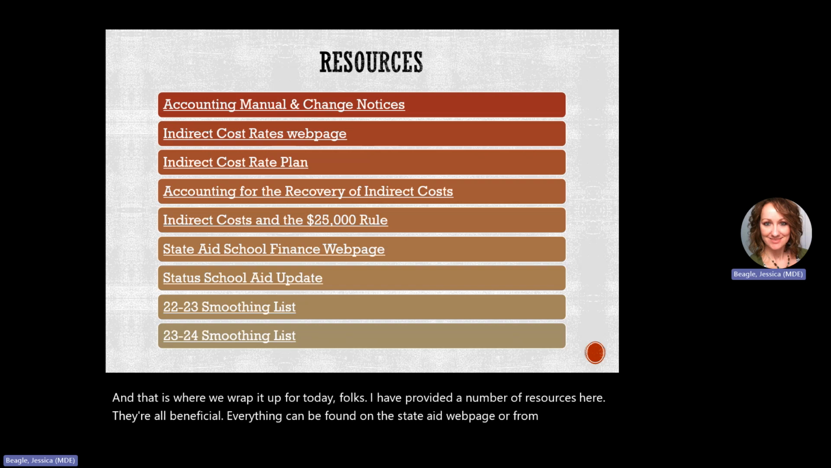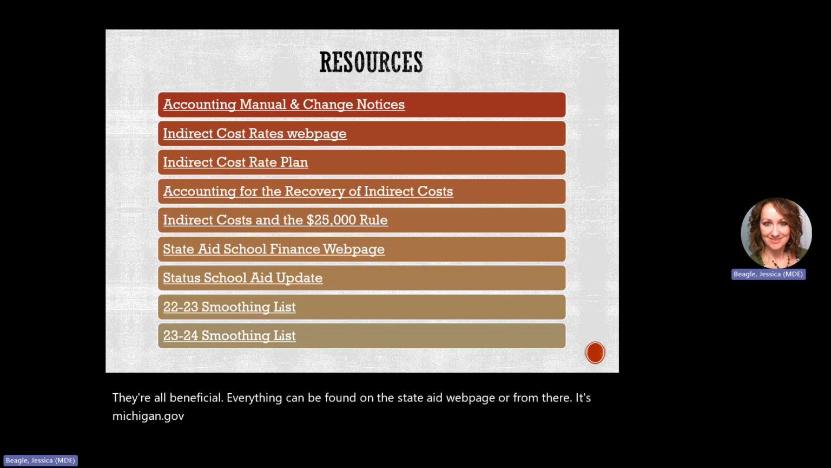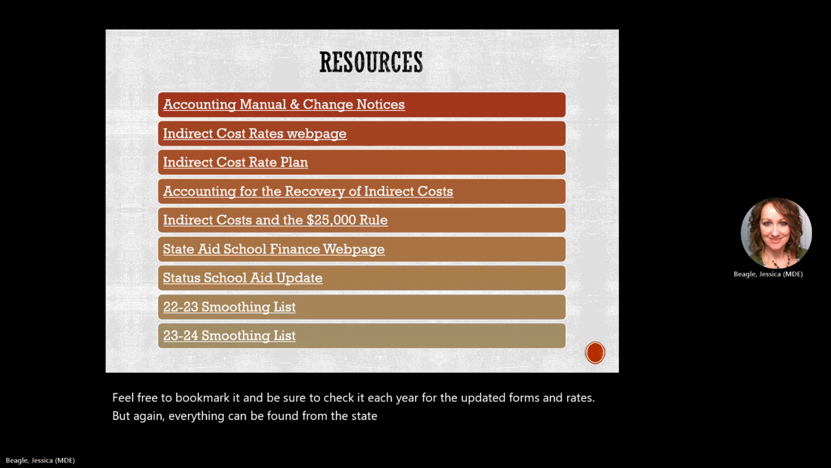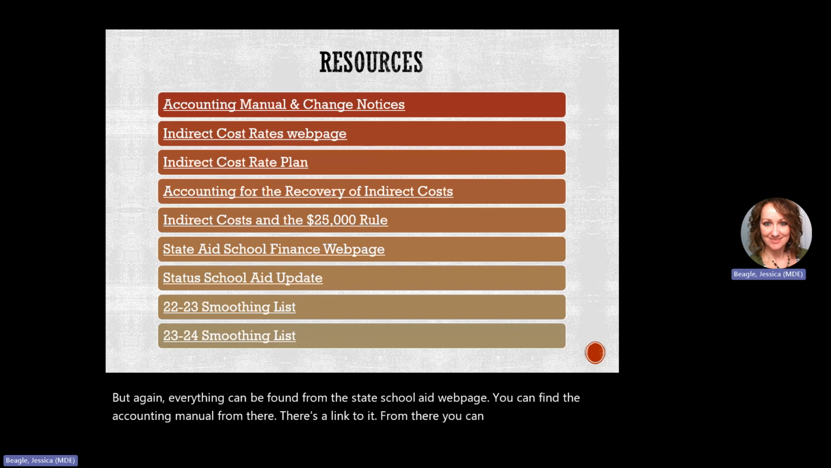It's michigan.gov/SASF, or I have linked to the indirect page here. Feel free to bookmark it and be sure to check it each year for the updated forms and rates. But again, everything can be found from the state school aid webpage. You can find the accounting manual from there. There's a link to it from there. You can find status reports. You can find the school aid updates. You can find links to the indirect cost webpage. So please be sure to check that out and bookmark it if possible.